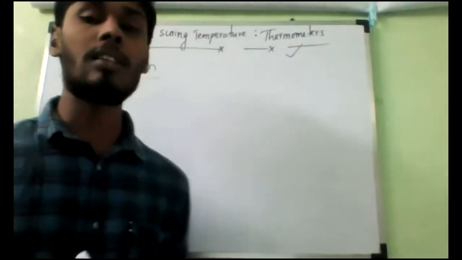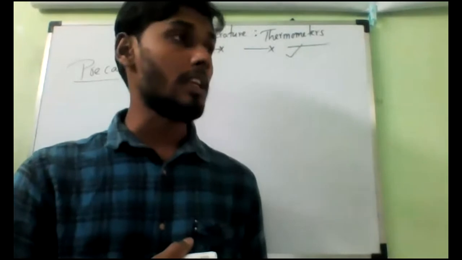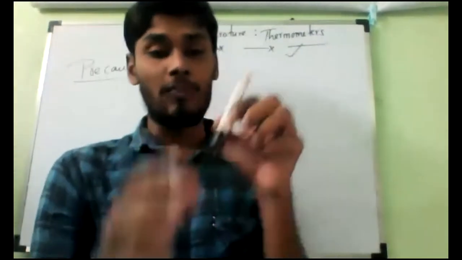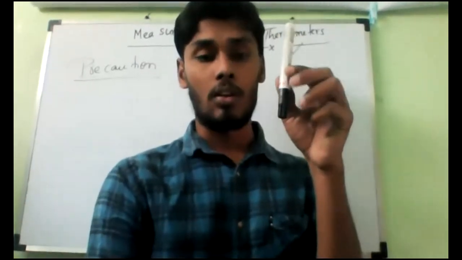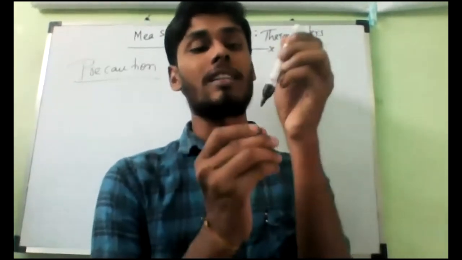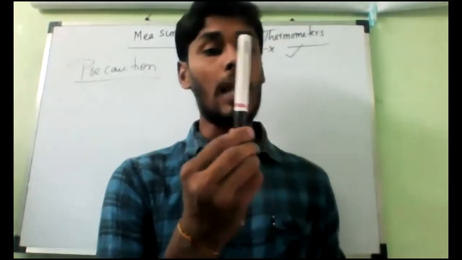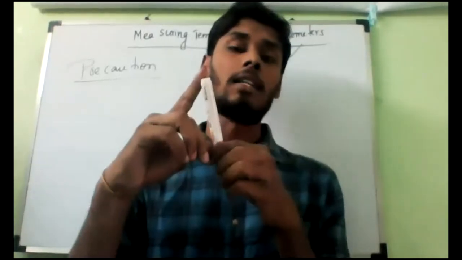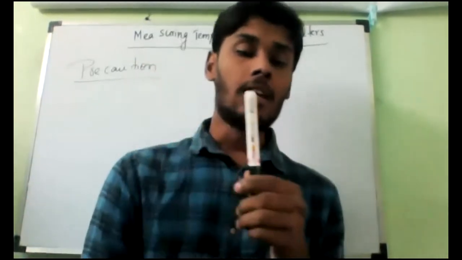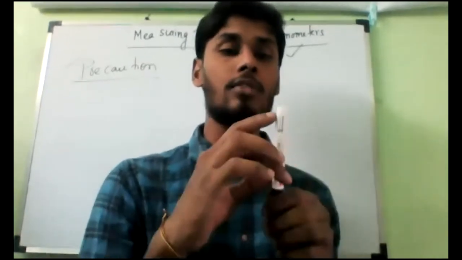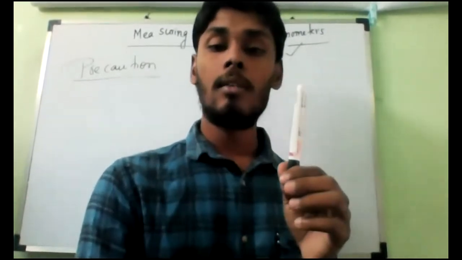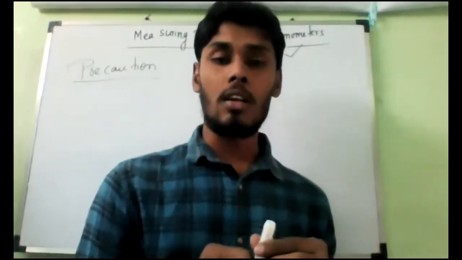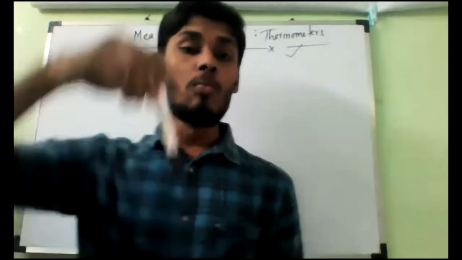When you want to measure the temperature of a body, imagine this marker is a perfect example of a thermometer. This black part I can call a bulb. We have two things: the glass tube, T, and the bulb, B. Now, if you want to measure the temperature of some object, you must place this.